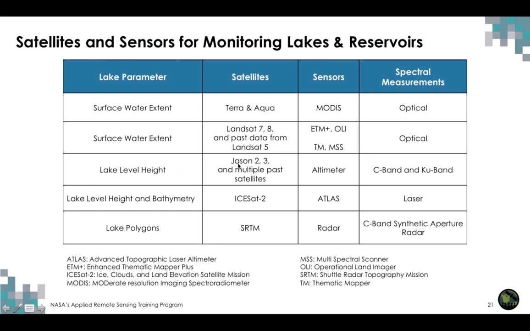Lake level height is measured by two current satellites, Jason 2 and 3, but there is also a long historical time series of lake level height, and they are measured using microwave radar altimeter. They use C-band and Ku-band frequencies in these radars. We will see about these two satellites in the next webinar. Lake level height and bathymetry are also available from laser altimetry. So there's a satellite, Ice, Clouds, and land Elevation Satellite 2, or ICESat-2, that carries the Advanced Topographic Laser Altimeter System, ATLAS, and that helps in measuring these parameters. Finally, the Shuttle Radar Topography Mission, which provides digital elevation or topography information, is also a radar, C-band SAR or synthetic aperture radar, that provides information about lake polygons based on terrain and slope.